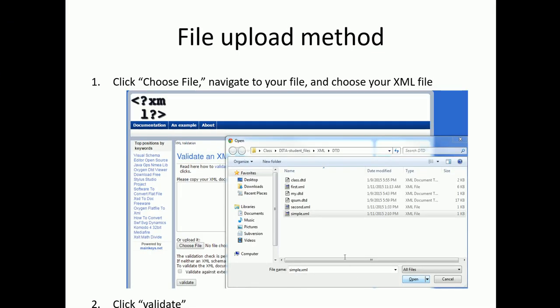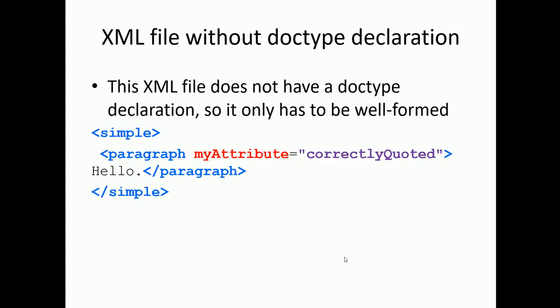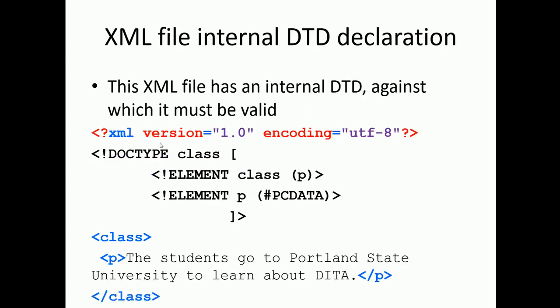So that is well-formed. What about valid? XML files with a doctype declaration or a schema declaration must validate against their DTD or their XML schema. For this class, we will only discuss DTD validation and only a very basic structure. A file without a doctype declaration does not have to validate against a DTD. In this case, we looked at our simple document, and it does not have a doctype declaration. Therefore, it does not need to validate against a doctype declaration.